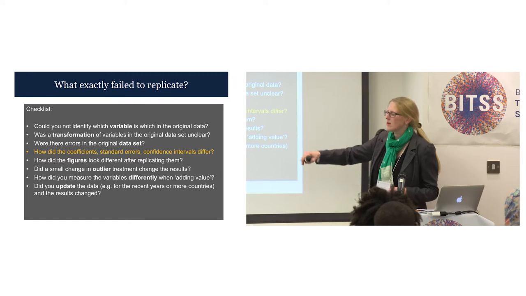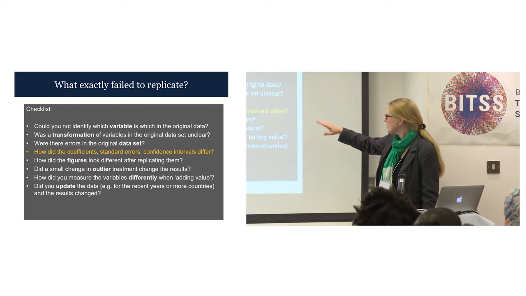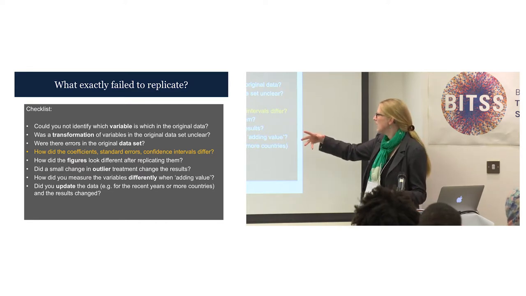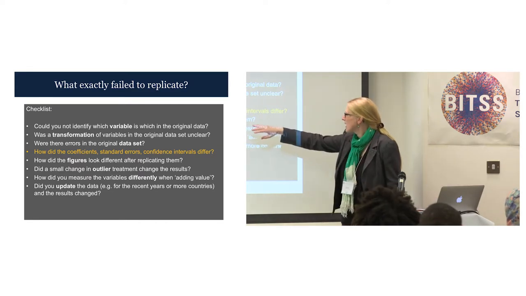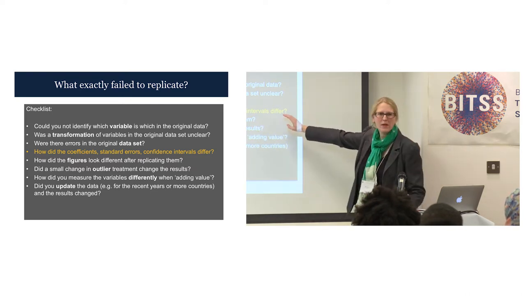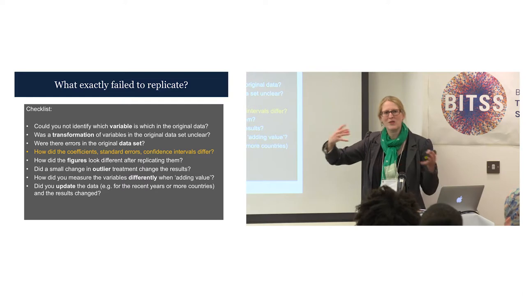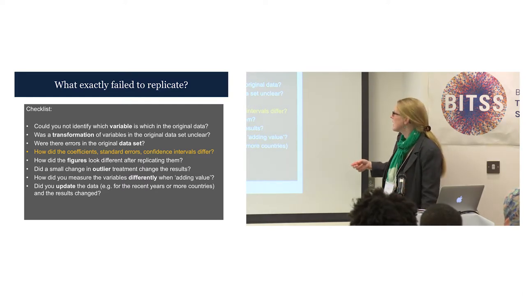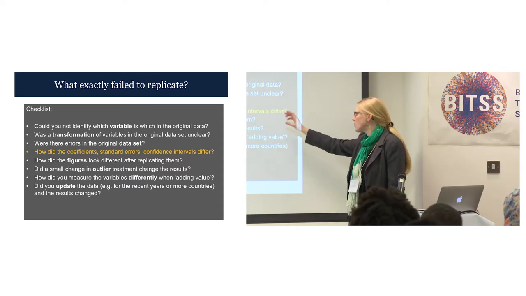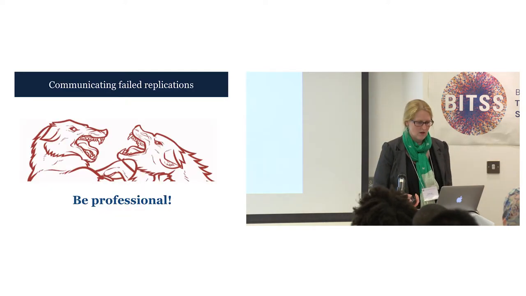And so this is a checklist. I don't want to read out all of this. The most important bit is really to say exactly how, if you're working in the frequentist framework, in any framework, the coefficients change, the standard errors, the confidence intervals, because this is the big thing that everyone is looking at. Is it still significant or not? We can talk about whether that's a good thing in general, but this is what people are going to be interested in. But you really have to talk about how you transform variables, and what was unclear in the original study. So be very clear on this.